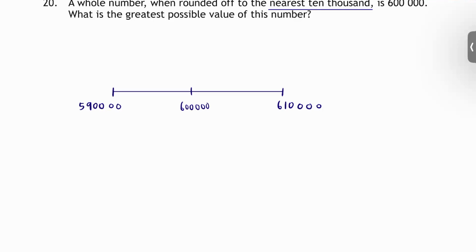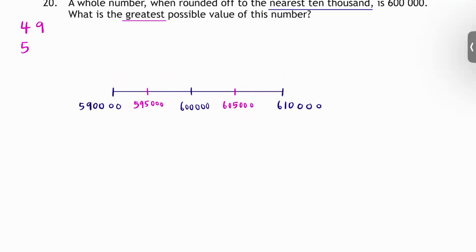I like to tell my students that 4 and 9 and 5, these are magic numbers. Just leave them inside. Okay? So right in the middle over here will be 605,000. Right in the middle over here will be 595,000. So the question wants the greatest possible. Now, we know the smallest possible number will be this, where we can round up to 600,000. Any number smaller than 595,000 is going to round down. All right? And then we have this number, which will round up to the nearest 10,000.